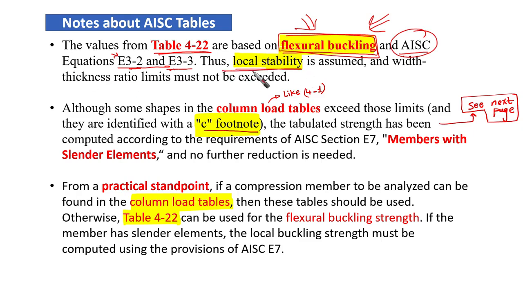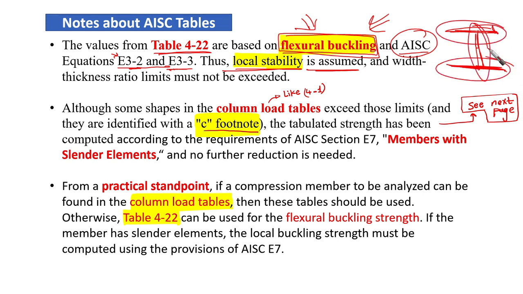Because local stability is assumed. That's important: whenever we are checking our column, we are not expecting the flanges or the web to buckle or to have any kind of local stability issues. So local stability is assumed to be fulfilled, and the width-thickness ratio limits must not be exceeded. We need to take care of this, that the width to thickness ratio limits must not be exceeded in this case.